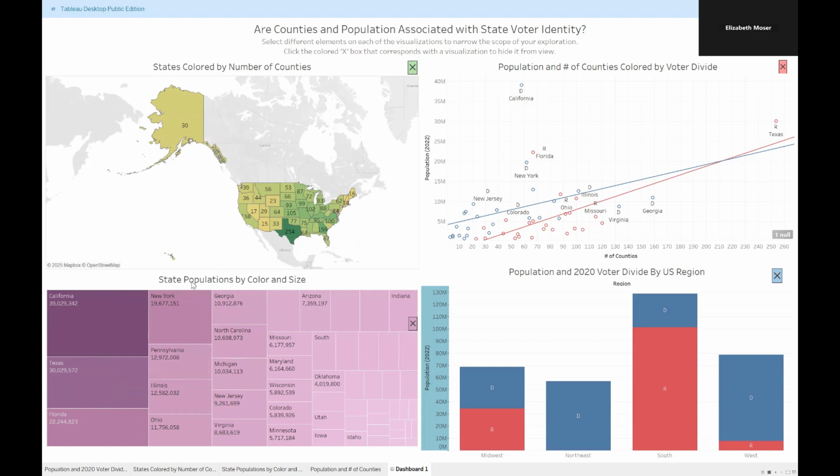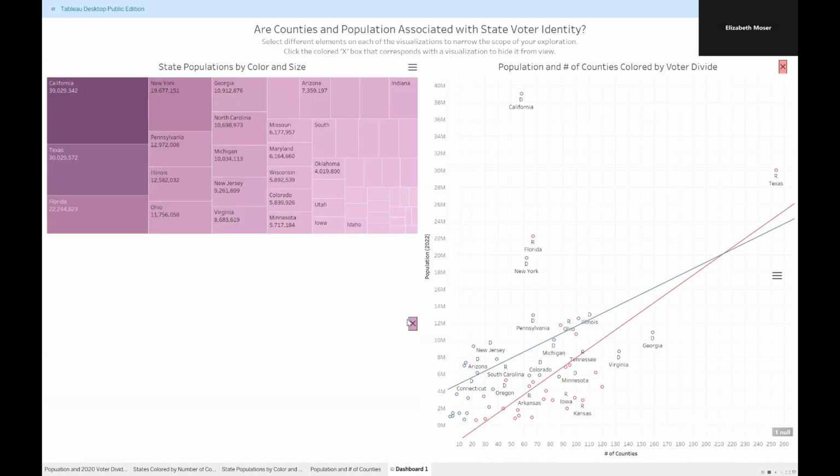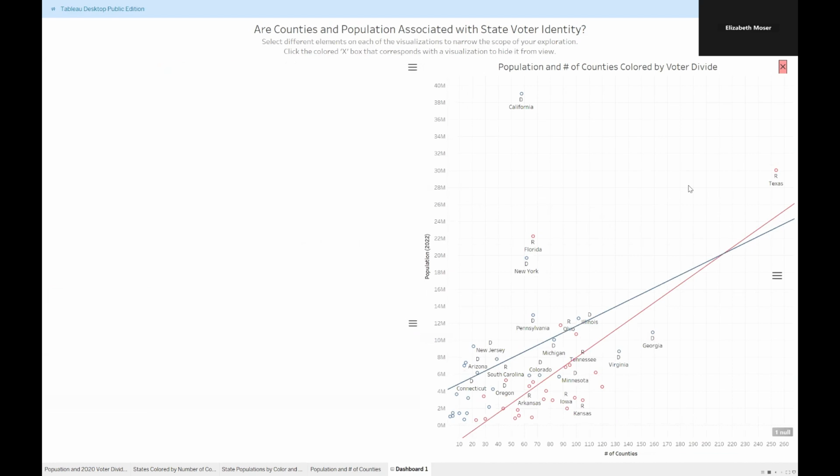Now that we know about each state's county count and population, take a look at the third visual in the top right corner. This scatter plot maps each state's counties and population on a chart so that it is easy to see the relationship between the two. This visual has been divided by voter identity, with blue dots being Democratic states and red dots being Republican states.